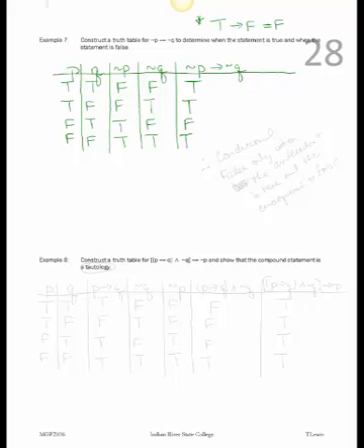Okay. So for a conditional statement, just as a reminder, false only when the antecedent is true and the consequence is false. And let's do this last one.